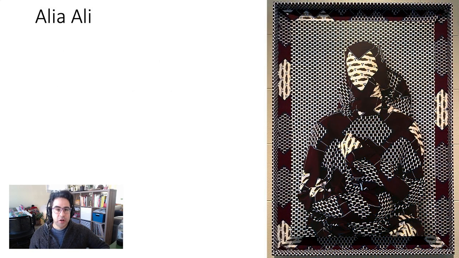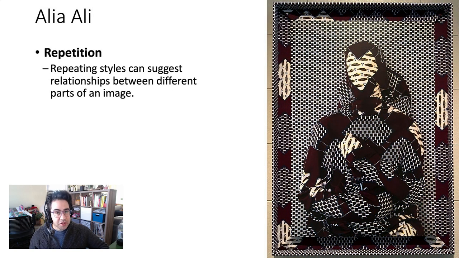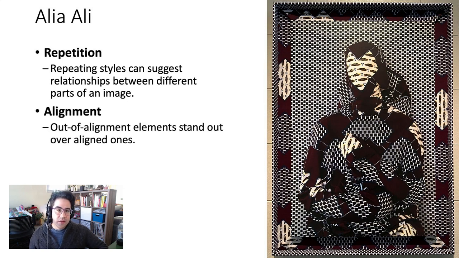Here's another example where we can see a lot going on in terms of repetition. We have this smaller brick-like pattern happening all throughout the image, as well as these larger pattern areas. So different parts of the image are getting tied together visually. And even though there's so much similarity here, we really get the impact of the figure standing in front of the regular pattern because of what's going on with the alignment, where out-of-alignment elements stand out over aligned ones.